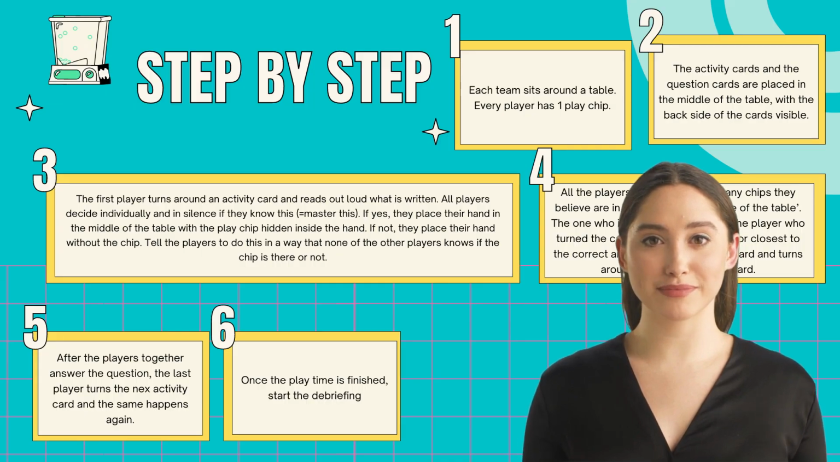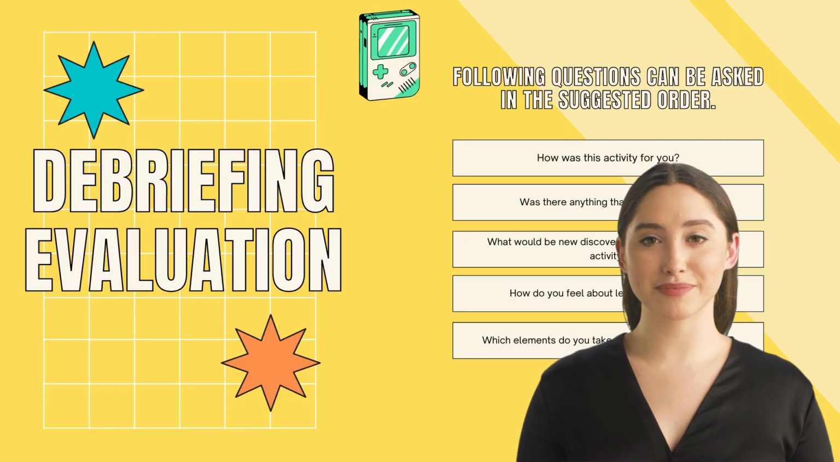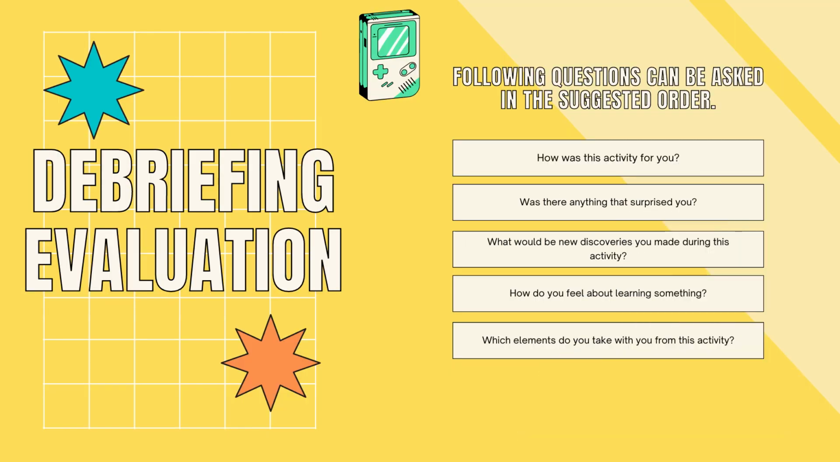of the table. The one who is correct, starting with the player who turned the card and then clockwise, or closest to the correct answer, gets the activity card and turns around a random question card. After the players together answer the question, the last player turns the next activity card and the same happens again. Start the debriefing.